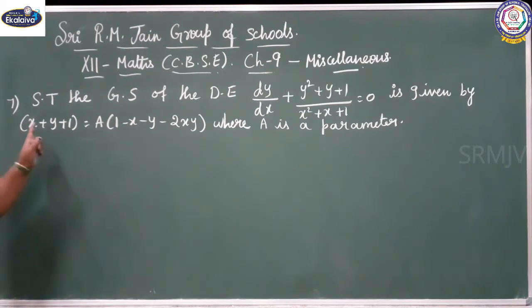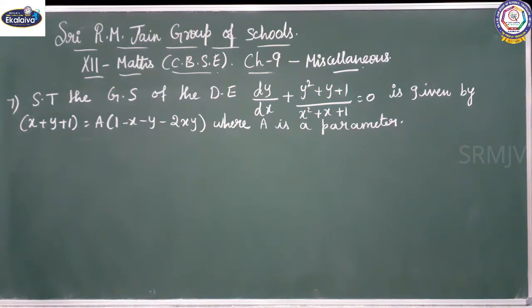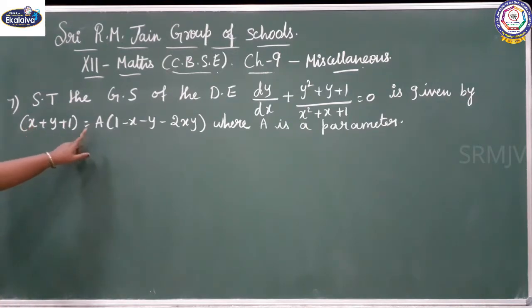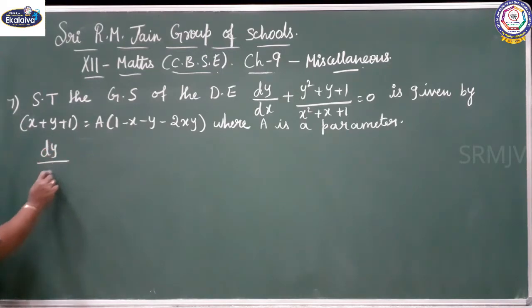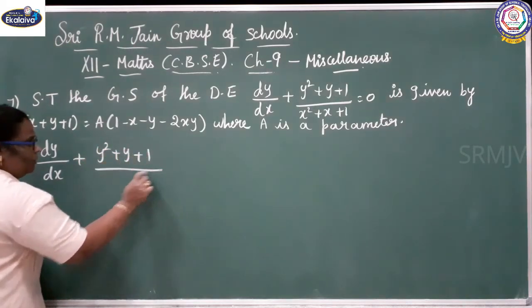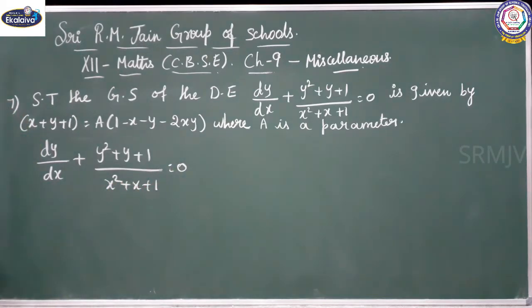See, 7th sum. Show that the general solution of the differential equation dy by dx plus y square plus y plus 1 by x square plus x plus 1 equal to 0 is given by, this is the answer you have to prove, x plus y plus 1 equal to a into 1 minus x minus y minus 2xy, where a is a parameter. So you can take it as the given differential equation dy by dx plus y square plus y plus 1 by x square plus x plus 1 equal to 0.